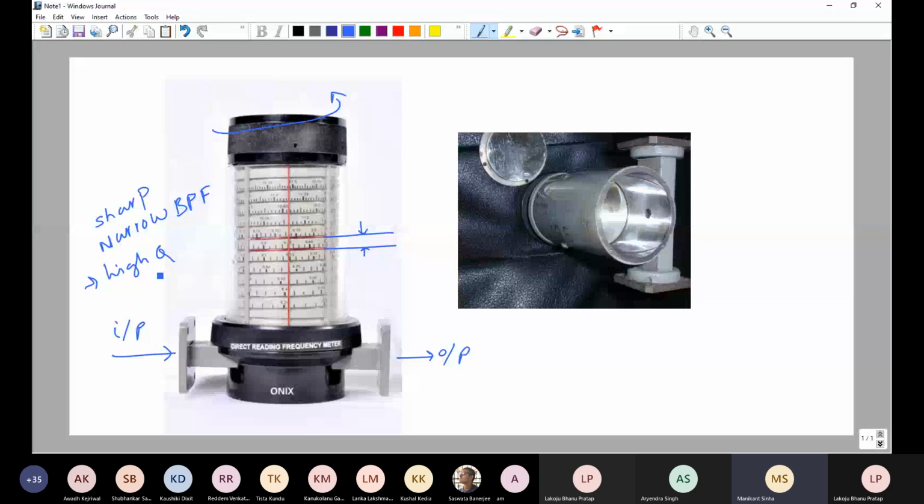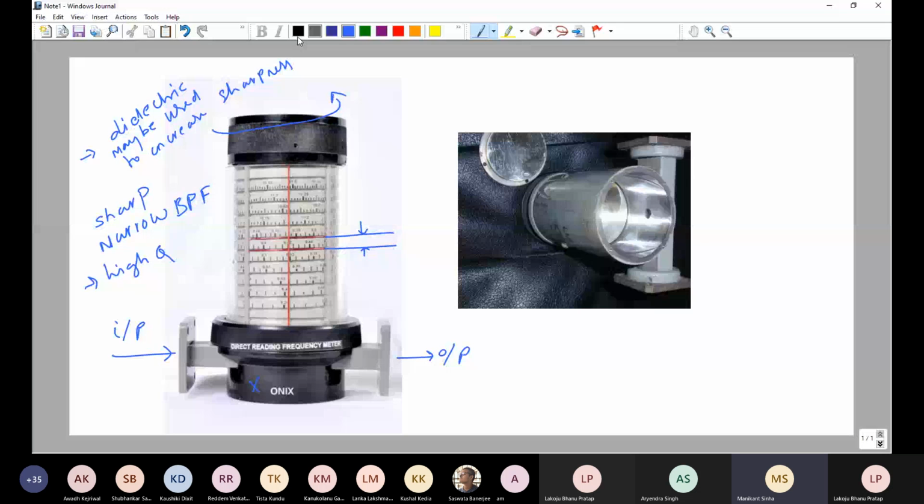Then it has a very high quality factor, circular cavity. Now you all know, or you might have studied in your microwave course, that if it has a high quality factor, then its bandwidth will be very narrow. So it's a very narrow band device. When you turn the upper black cap clockwise or anti-clockwise, the vertical marking will move accordingly.